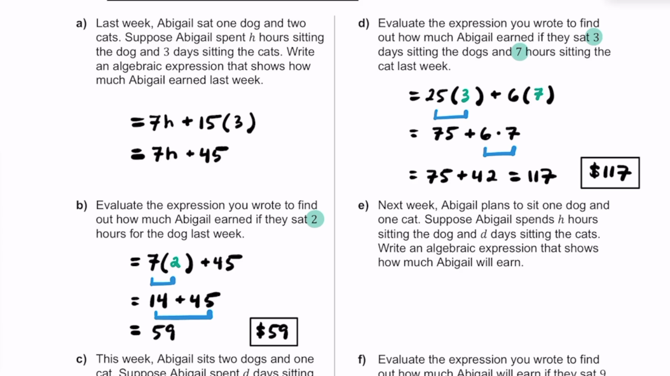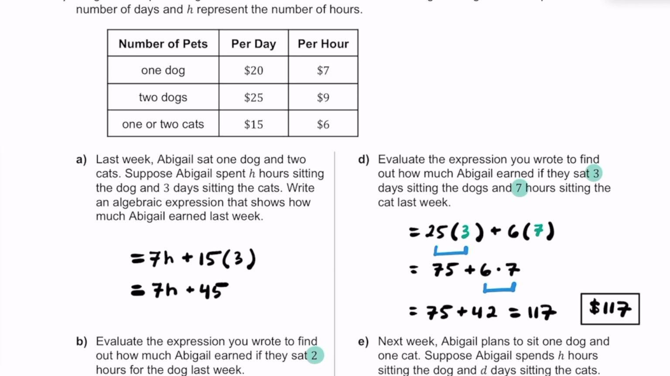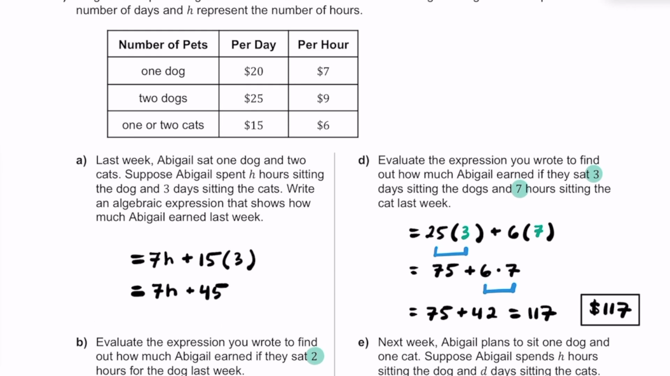All right, in part E, it says next week Abigail plans to sit 1 dog and 1 cat. Suppose Abigail spends H hours. So for the dog, it's going to be H hours, and for the cat, it's going to be D days. So let's go ahead and write an algebraic expression to show how much Abigail would earn here. So let's see, H hours with the dog. Is it 1 dog? I think it's 1 dog, yeah.